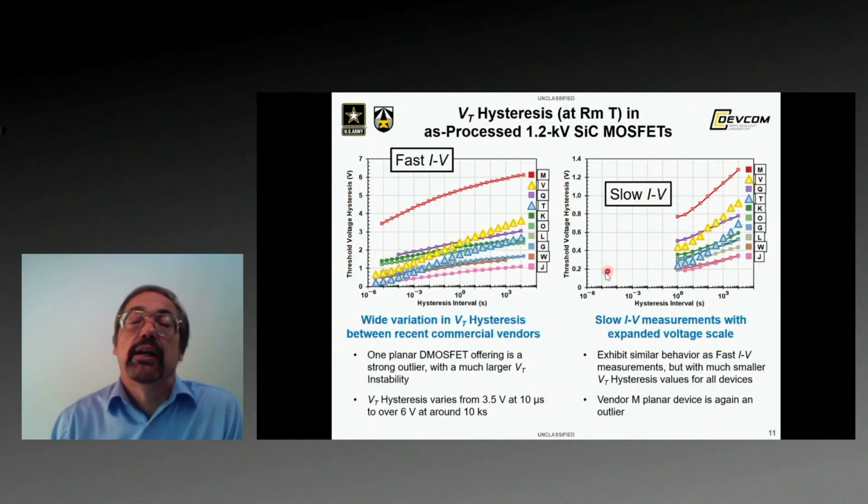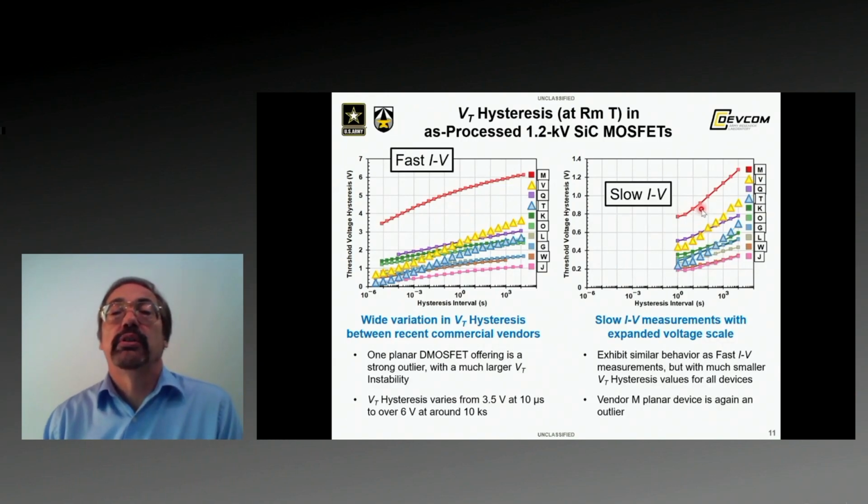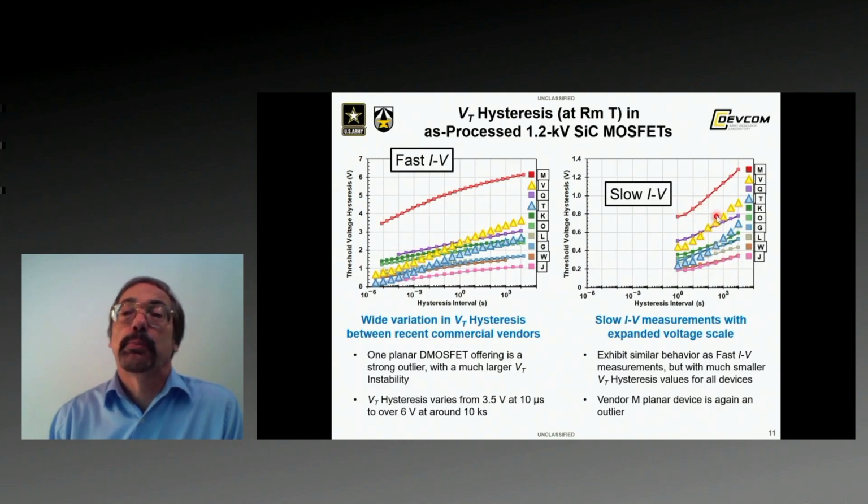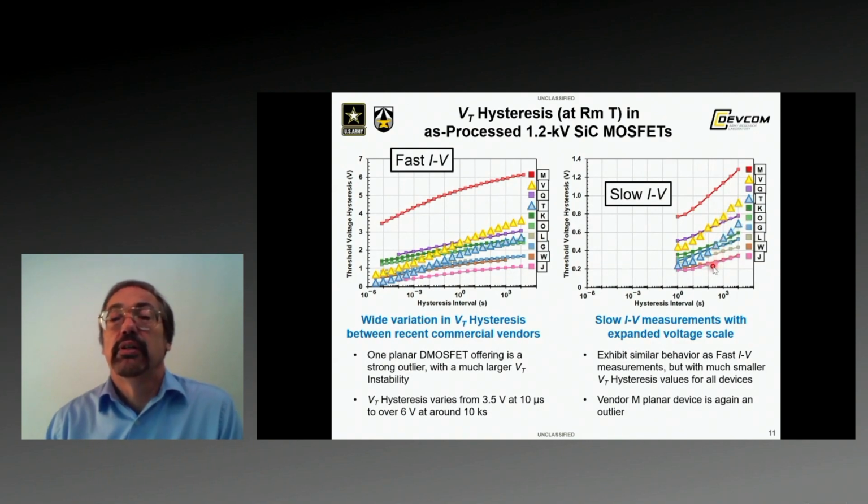On the right-hand side, I'm showing the slow IV, but now this is on an expanded voltage scale, so you can see some of the detail. And it's interesting to note, as you expect, the slow IV shows a much smaller instability, VT hysteresis, but the behavior relative to each other is basically the same. So the vendor M device is still the outlier of the largest VT hysteresis, and the two trench devices from the two different vendors also again show a sharper increase with interval time.